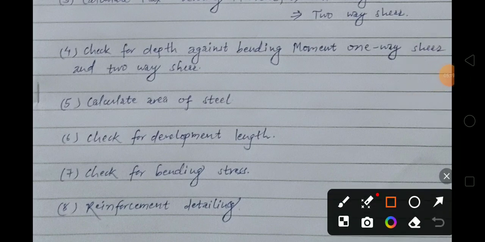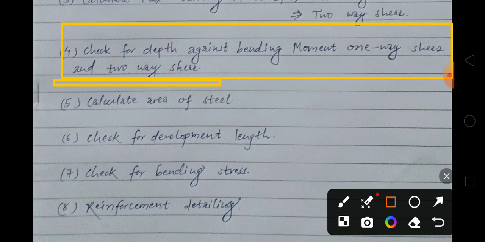In the fourth step, as I said, we check the depth against the bending moment in one way shear and two way shear. In both we have to check the bending moment. This is the fourth step. In the fifth step we have to calculate the area of steel. Previously we have done different numericals related to the calculation of area of steel, and with the help of that formula we calculate the area of steel required for the footing.